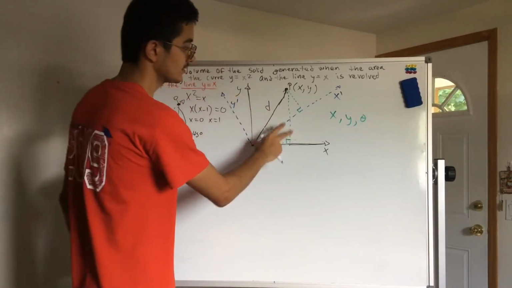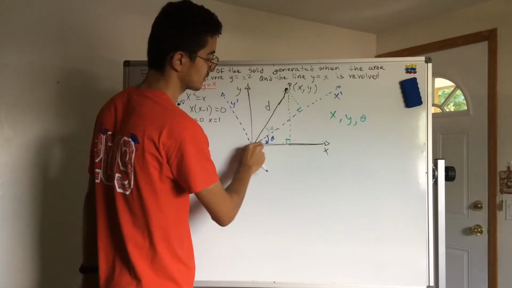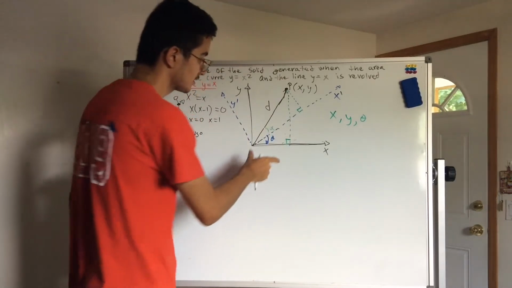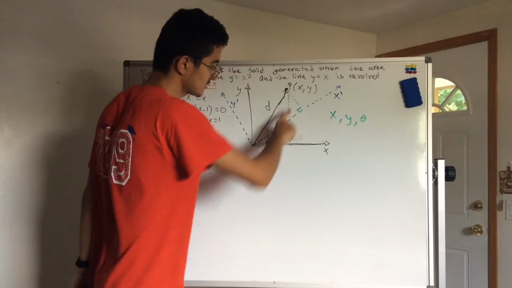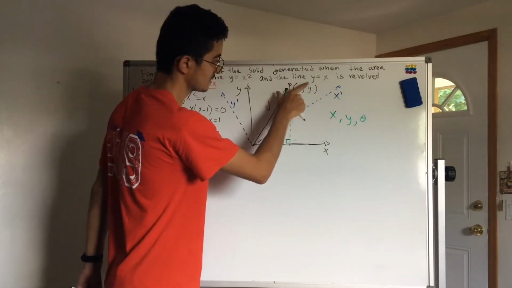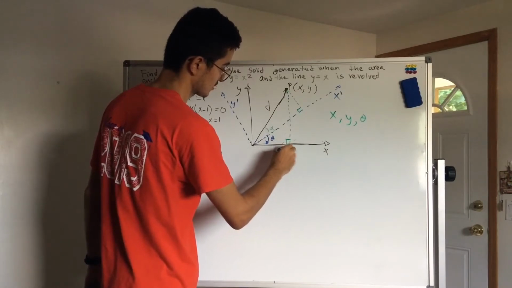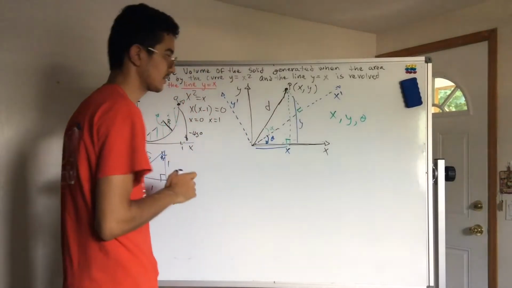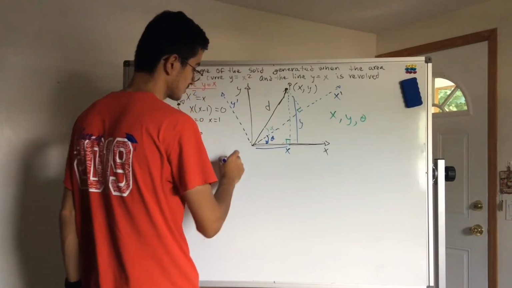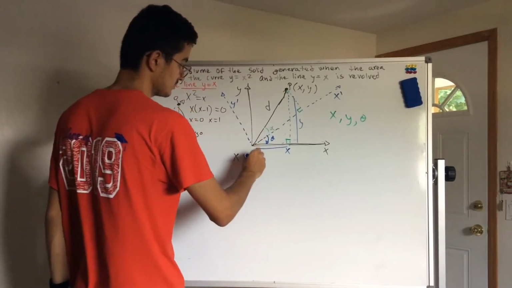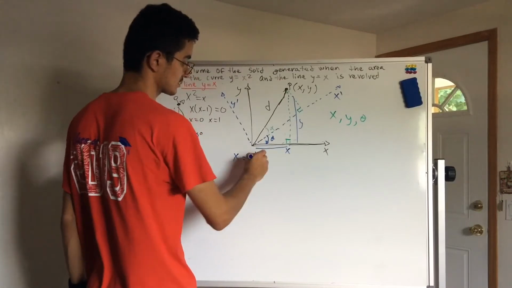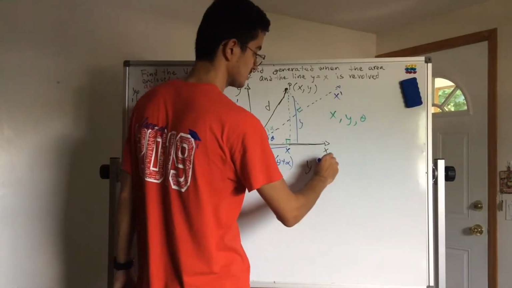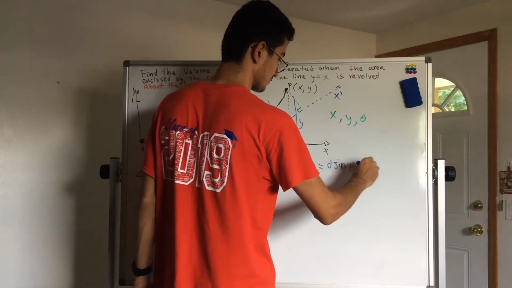Now, if we look at the larger right triangle, the one that goes all the way to the x-axis, we can find the x distance and the y distance. We know that the coordinates of this point are x, the distance from here to here, and y. So let's find that in terms of theta and d. x is equal to d times cosine of theta plus alpha. Now y will be equal to d times sine of theta plus alpha.